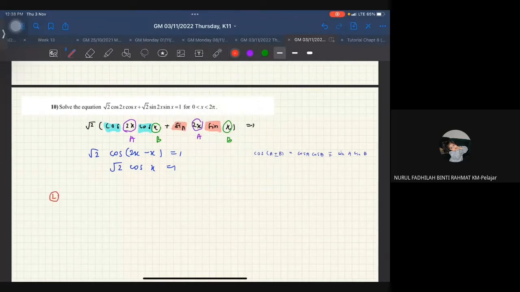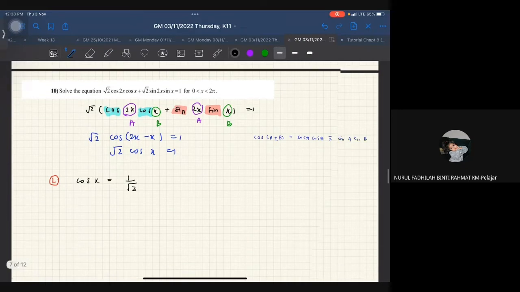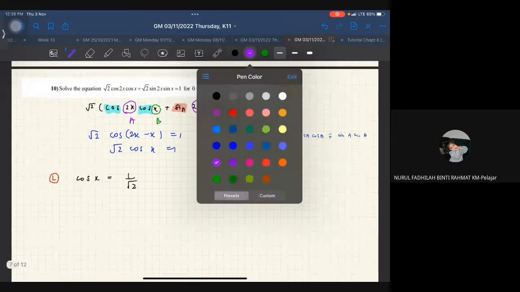Okay, so saya akan pindahkan sec 2 ke kanan. I will get cos x is equals to 1 over sec 2, like this. Okay, so dapatlah cos x equals to 1 over sec 2. Okay, so that is the first step. So second step is A.